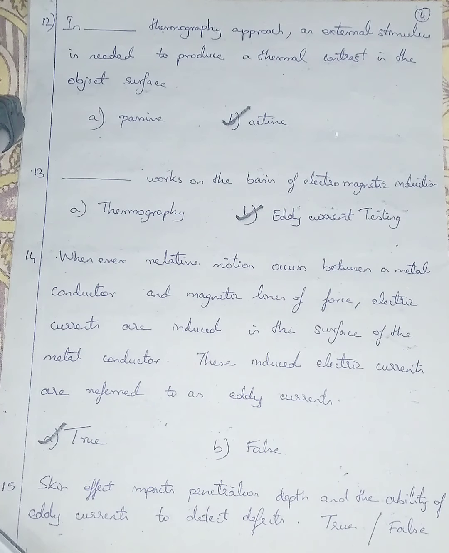Whenever there is a relative motion between a metal conductor and magnetic lines of force, electric currents are induced in the surface of the metal conductor. These induced electric currents are referred to as eddy currents. So I am going with option number A, true.